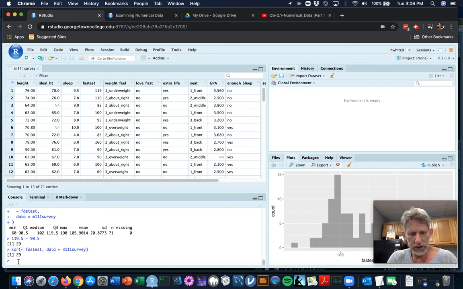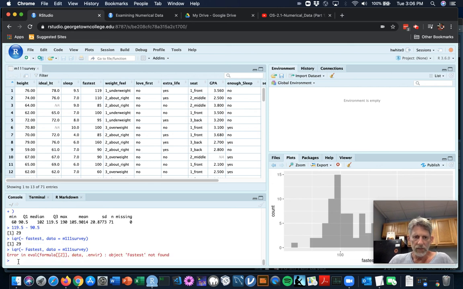When you type like that, all kinds of things can happen. Like maybe you'll accidentally misspell a variable, like maybe you'll have a capital F for fastest. Data equals M111 survey. And when you run it, you'll get an error. It'll say object fastest not found. And you'll look at it and you'll say, oh, it's not finding the variable fastest with a capital F. And then you'll head back up to your M111 survey and look inside it and say to yourself, oh, it's because the variable is spelled all lowercase. So those error messages can be quite helpful.